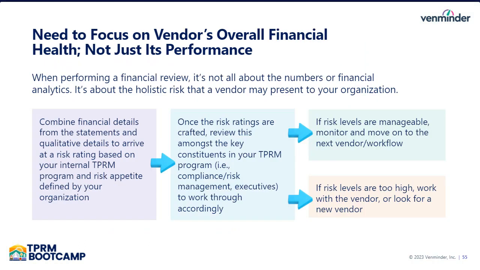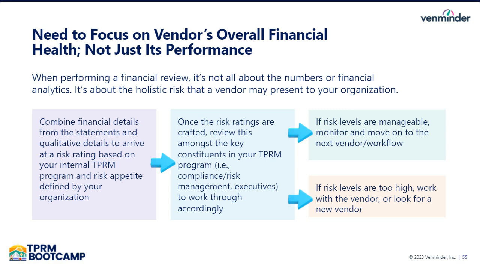So as we talked about, you want to try to be as comprehensive as possible with your vendor financial reviews. So combining that quantitative and qualitative information in a holistic view can go a long way to take your third-party program and financial health reviews to the next level. So you want to combine those financial statements and those quantitative statements with the qualitative details to arrive at a risk rating. Once those risk ratings are crafted, you can then involve different constituents across your third-party risk management program that we talked about a bit earlier to work through those risks accordingly.